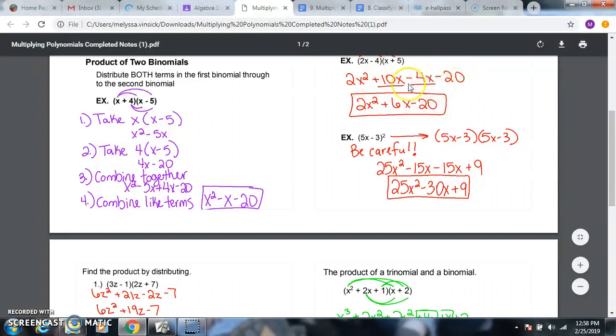Always check for like terms. So I have a positive 10x minus 4x that are my like terms. Highest power comes down first, so I have a 2x squared. Then this is going to give us a positive 6x, and then you bring down your negative 20.